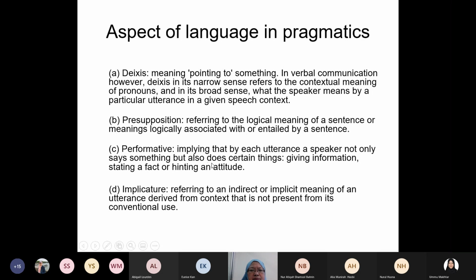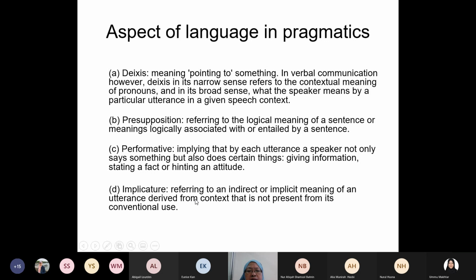Performative, implying that by each utterance, a speaker not only says something but also does something, like we said just now, speech act again. So we are also giving information, stating a fact, hinting an attitude. So when we say something, we are of course conveying what we're saying, but we are also performing an act. And then implicature. Implicature is referring to an indirect or implicit meaning of an utterance.